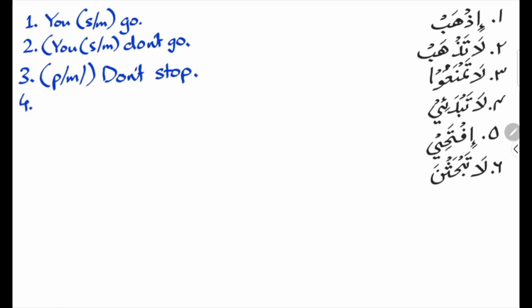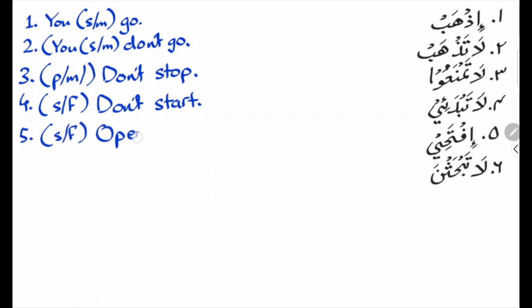Number 4, la tabda'i. La tabda'i is on the wazn of la taf'ali, which is singular female. Don't start. It comes from the root word bada'a, which means to start. Number 5, iftahi. Iftahi comes from the root word fataha, which means to open. It's on the wazn of if'ali, which is singular feminine. Open. Number 6, la tabahathna. Bahatha yabhathu means to search for something, to find. La tabhathna is on the wazn of la taf'alna, which is plural feminine. Plural feminine. Don't search.